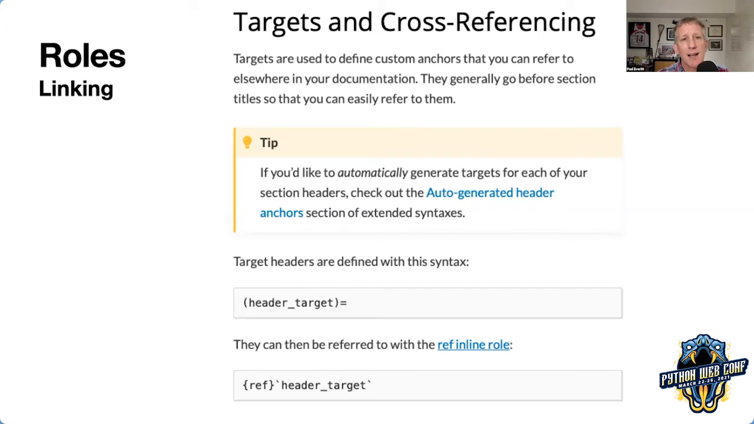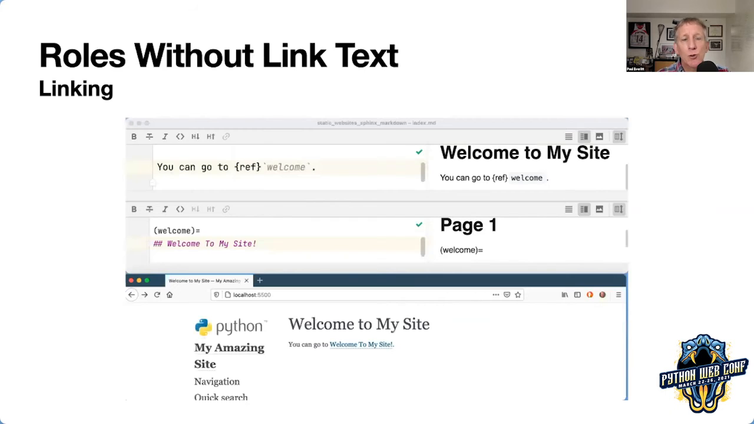So here on the top in my editor, I link to something, and I'm linking to the welcome label that's in another document, in this case, page 1. And then on the bottom, I see page 1, and I've scrolled down to where that heading is, and you see how I defined a link. And then the text that goes with it. And then in the output, you see the header text is used as the link text. I didn't have to type it in my reference in the top part.